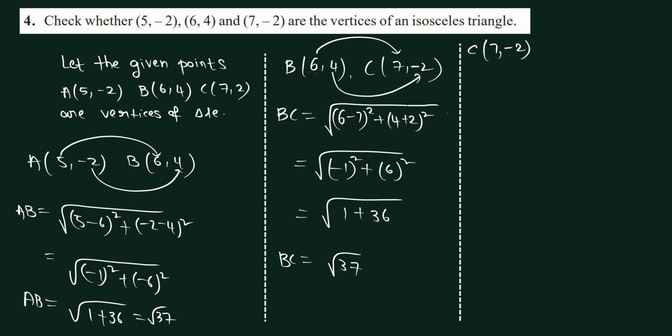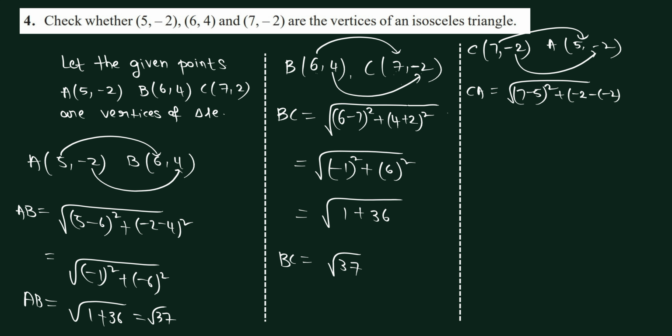Here C is 7 comma minus 2, A value is 5 comma minus 2. So now you find the value of CA or AC, anyway you can write. So (7 minus 5) whole square, plus (minus 2 minus of minus 2) whole square. Root over (7 minus 5) whole square is 2 square. Minus into minus is plus, minus 2 plus 2 is 0. So this is 2 square, and 2 square is 4, right? Root 4 value is 2. Okay, the CA value is 2.